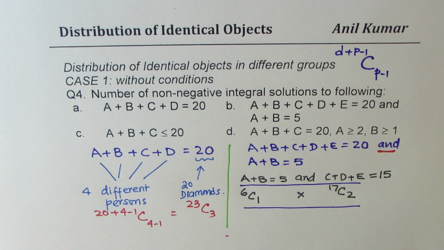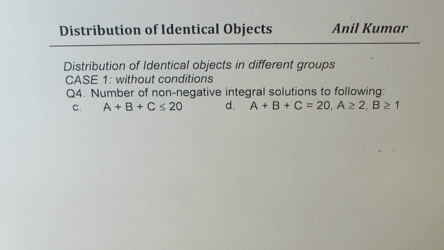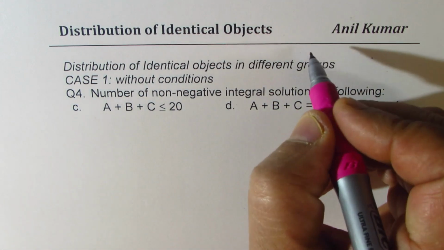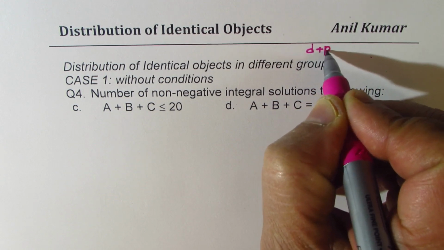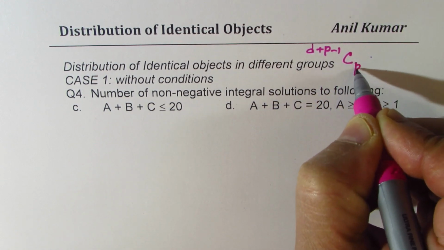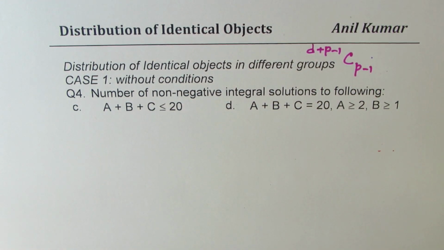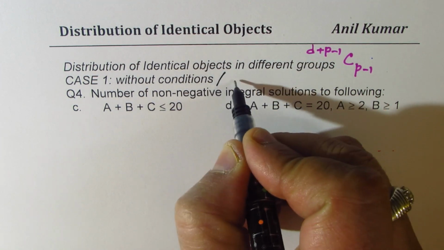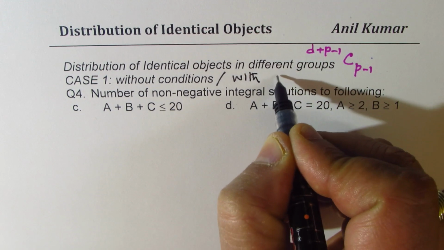Now we'll do parts C and D, which are very tricky, and see what additional things we have to improvise to use this beautiful formula of distributing diamonds to persons. The formula is diamonds plus persons minus 1, C persons minus 1. Now it is a combination of case 1 and 2: we are doing it without conditions and also with conditions.